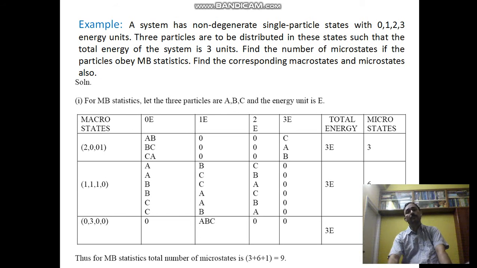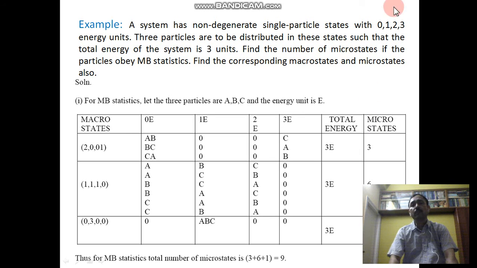Another example. A system has non-degenerate single particle states with 0, 1, 2, 3 energy units. These particles are to be distributed in these energy states such that the total energy of the system is 3 units. Find the number of microstates if the particles obey Maxwell-Boltzmann statistics. Find the corresponding macrostates and microstates also.